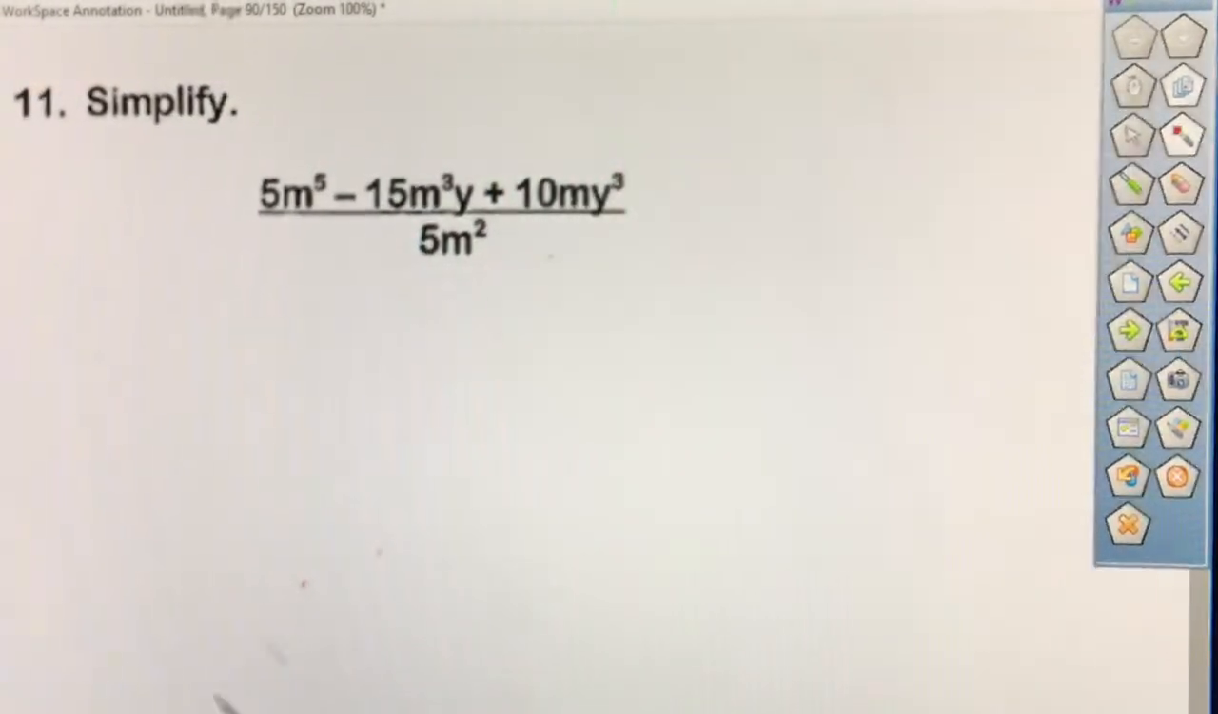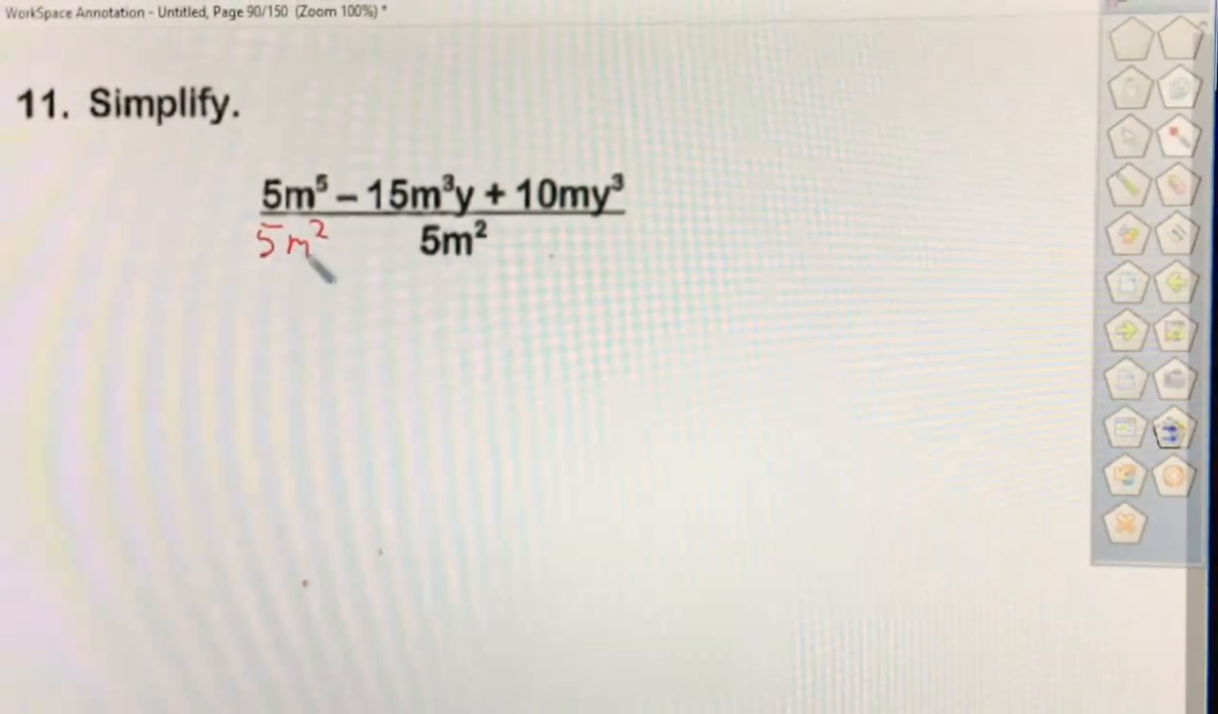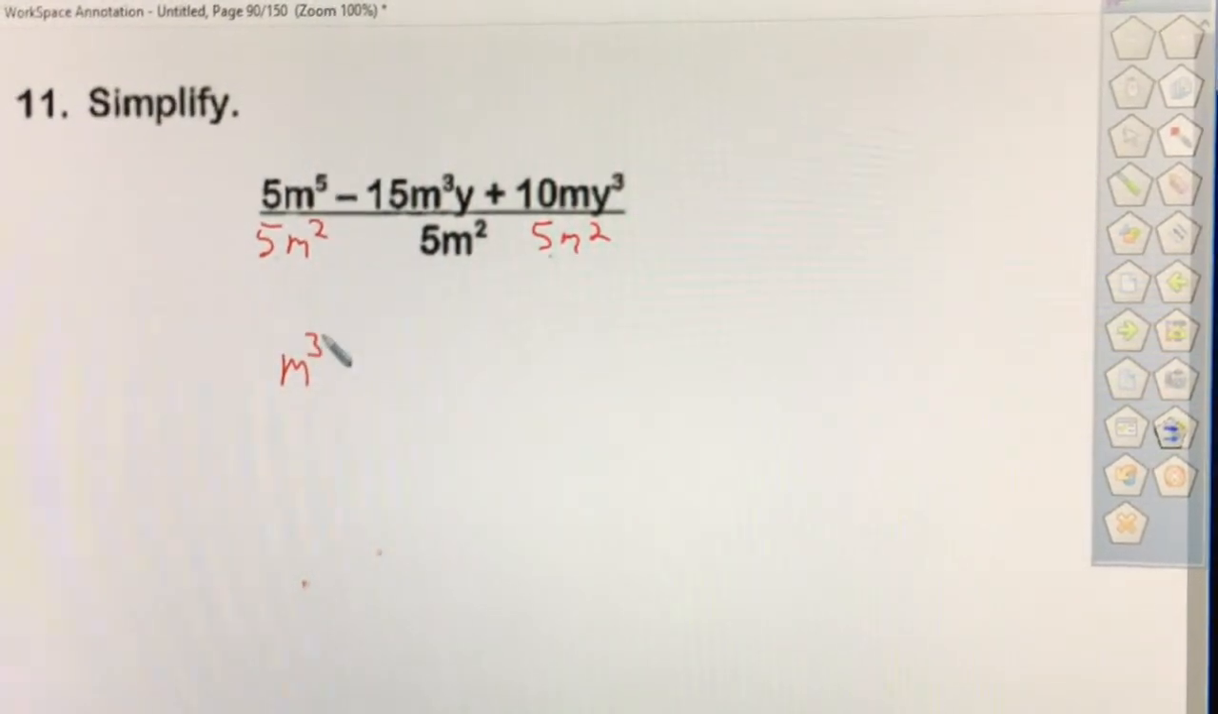Number 11, simplify. A lot of people don't realize that I'm supposed to divide each term by 5m squared. So I can technically just do 5m squared there, 5m squared here. And what's 5 divided by 5? 1. M to the 5th divided by m squared. We subtract exponents when we divide. 5 minus 2 is 3. I bring down my minus sign. 15 divided by 5 is 3.